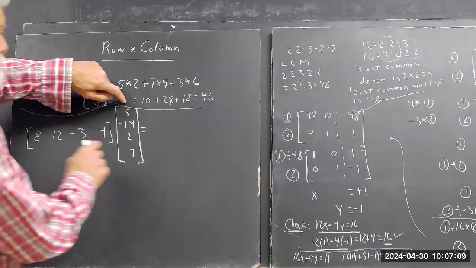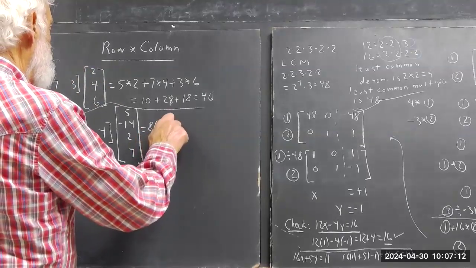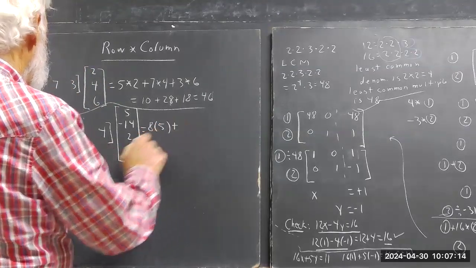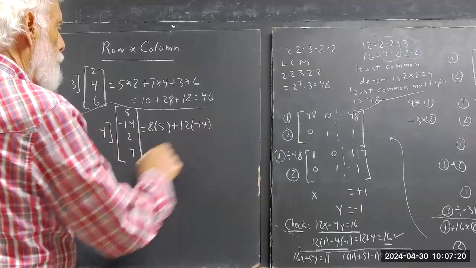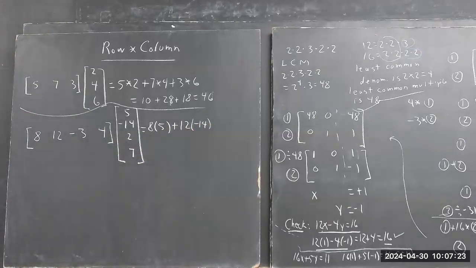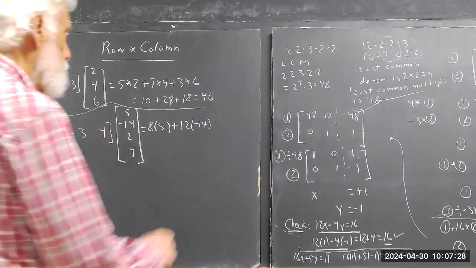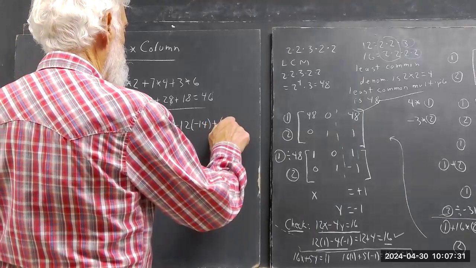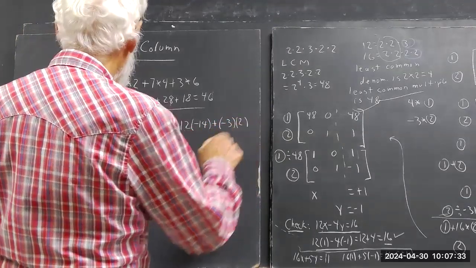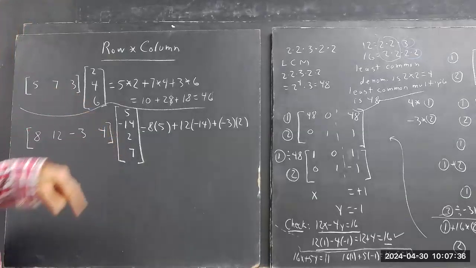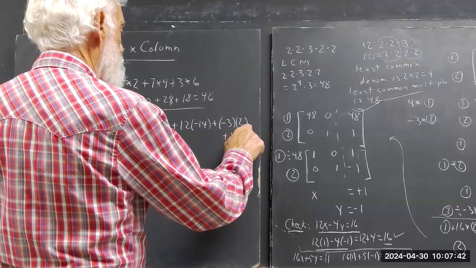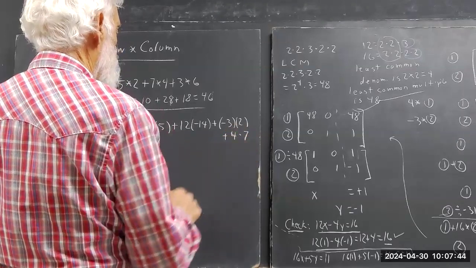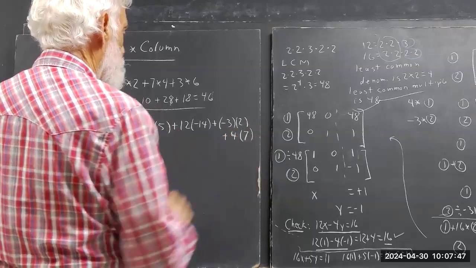So anyhow, we do the first number times the first number. That's 8 times 5. And then it's plus 12 times (-14). Probably want to put that -14 in parentheses so you don't mistake it for subtraction. Okay, and then plus (-3) times 2. And then it's plus 4 times 7. I don't really need parentheses there, but since I've been using them, I'm going to.